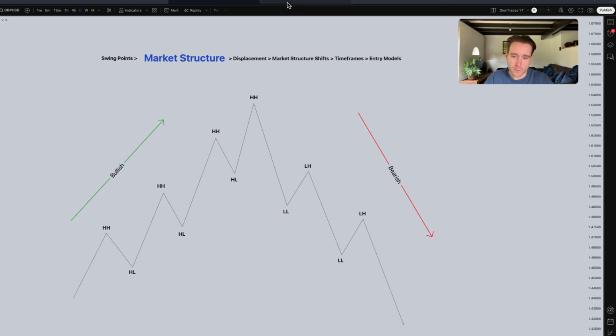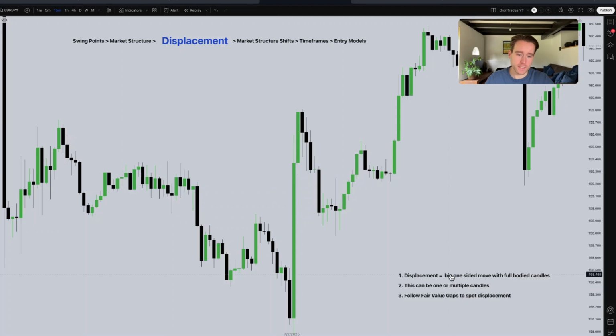Then let's talk about displacement. Displacement is a big one-sided move with full-bodied candles. And it can be one or multiple candles. And quick tip here, just look for fair value gaps to spot displacement. So in this example, we are trading lower. So lower highs, lower lows, lower highs, lower lows, until we see this massive candle. That is displacement. And here's the tip, a fair value gap. That's between this high and this low. That is how you can spot displacement.